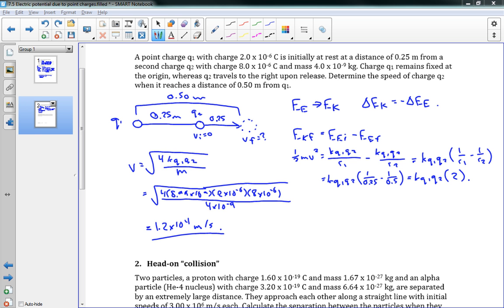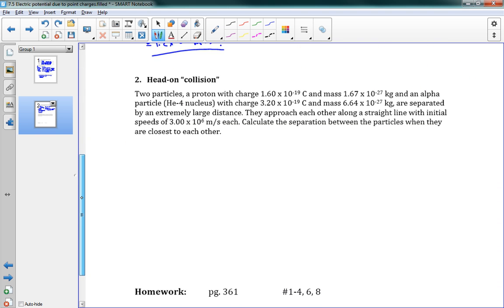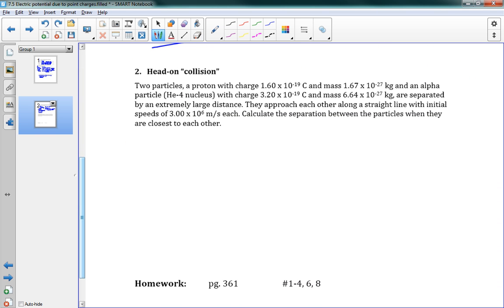Our last problem is a head-on collision. Well, collision is in quotes because we're not dealing with conservation of momentum or anything here. But the idea is that we have two things that are going to collide with each other. So we have two particles, a proton with charge 1.6 times 10 to the negative 19, and that mass. And we have an alpha particle, which is a helium-4 nucleus, with this charge and this mass.